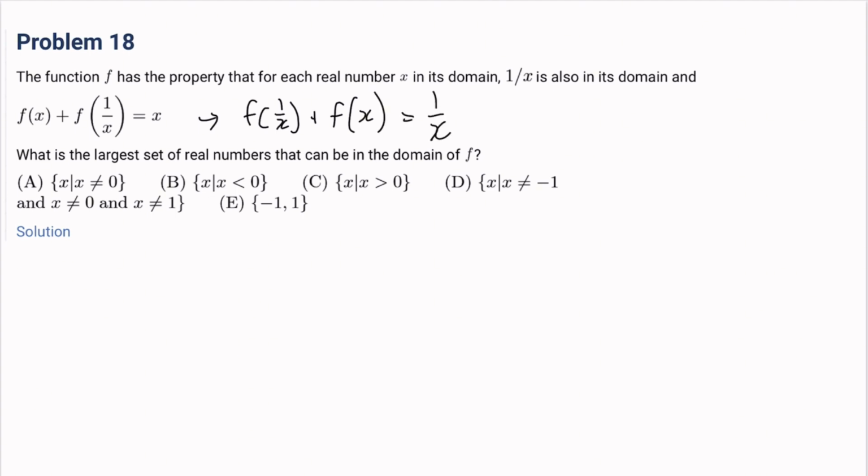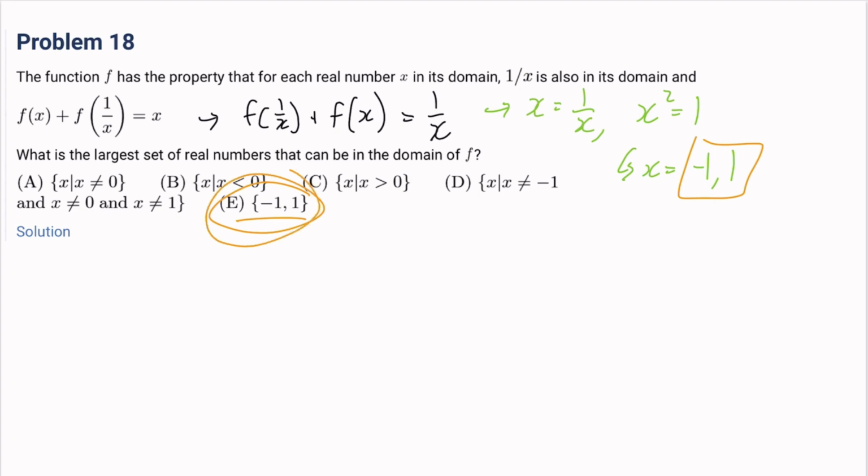Oh, but then you see that and this are the same. That means this and this should also be the same. That means x equals 1 over x, right? That should mean x squared equals 1. That means x can be negative 1 and 1 only. So the largest set of real numbers that can be in the domain of f is just these two.